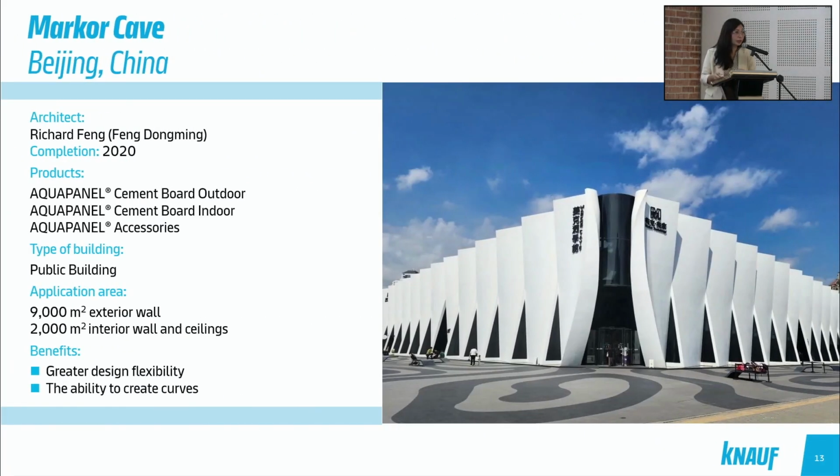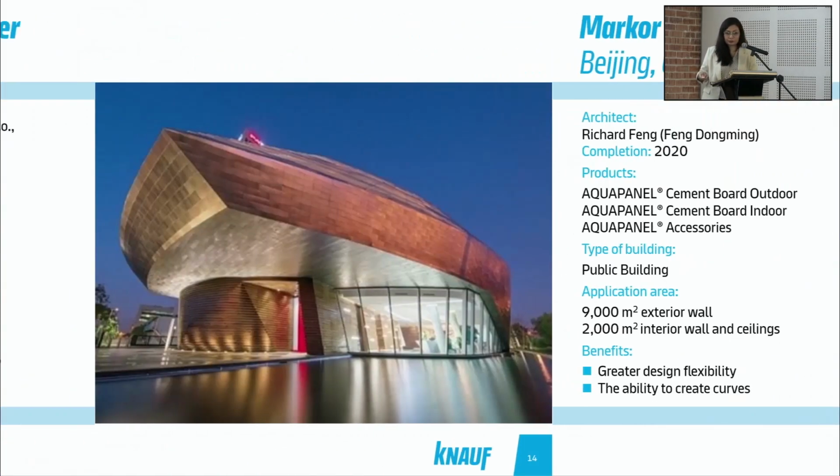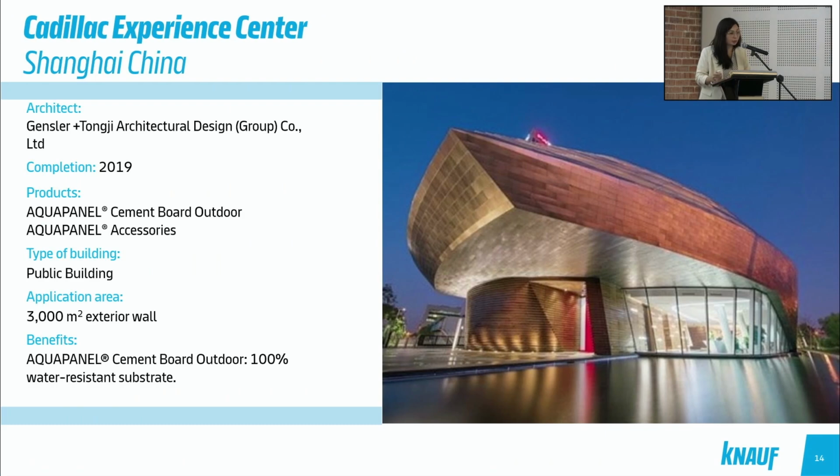So let's look into some project examples within the region. This is a project in China. As you can see, whatever you can see here is done with external drywall by cement board. This is where you can see the board curving, concaving, and convexing within the same panels. And this is another example where it can receive cladding materials on top of it. This is a Catalytic Experience Center in Shanghai, China.